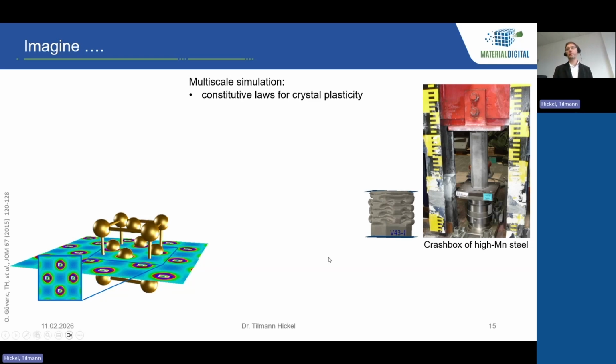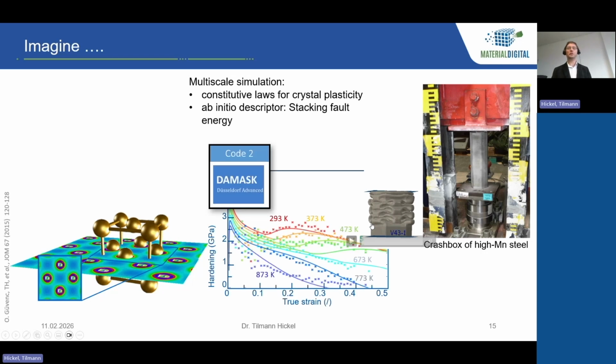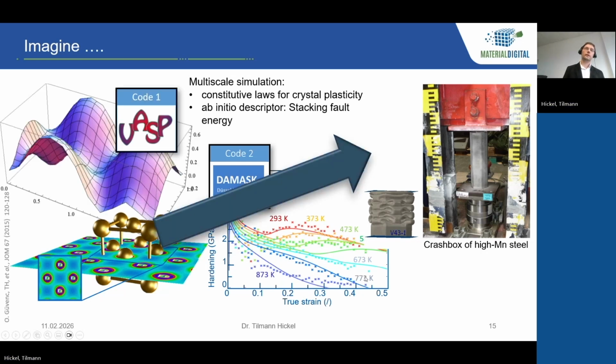So for describing this kind of crash performance, there are crystal plasticity codes. Damask is one of them, which gives you the hardening as a function of strain for different temperatures. And then there are the atomistic tools. We have these quantum mechanical codes, VASP is an example. And you need to bring these worlds together. These are very independent communities which have no idea of how their respective tools work.